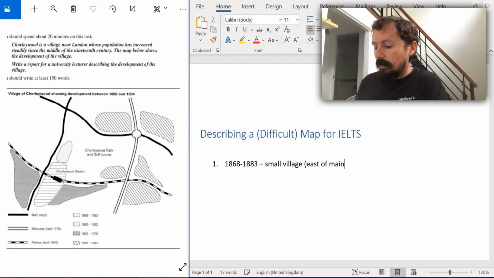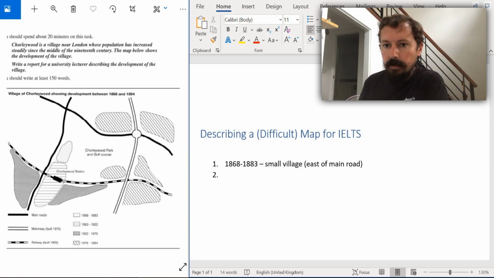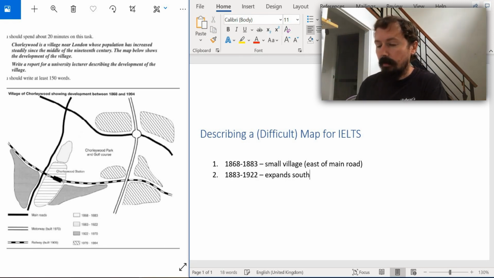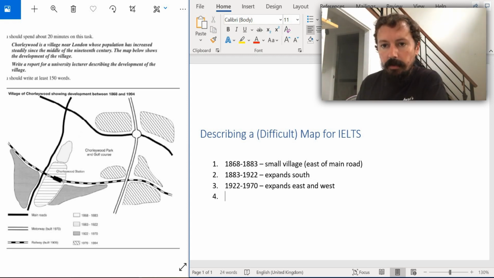So, yeah, there we go. That is our starting detail. That's the first thing we would describe. You can then see from 1883 to 1922, it expands south or southward. And then from there, you can see 1922 to 1970, it expands east and west. So that is a good sequence of information. We can start to build our essay from there, but there's something else.